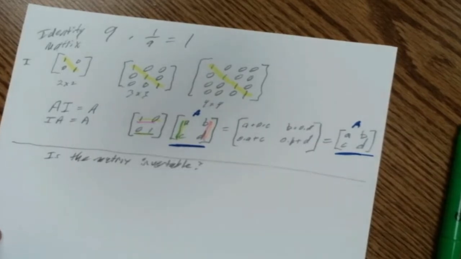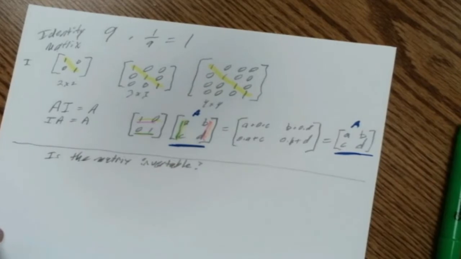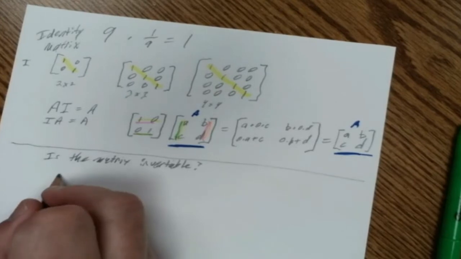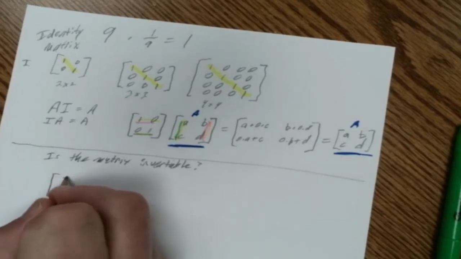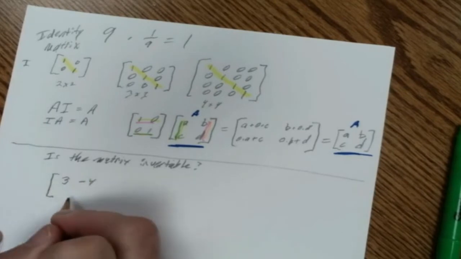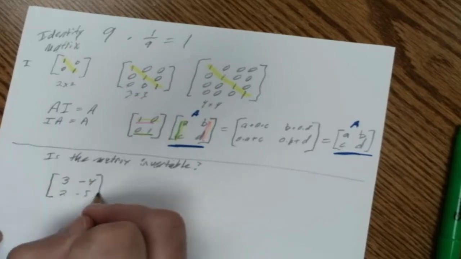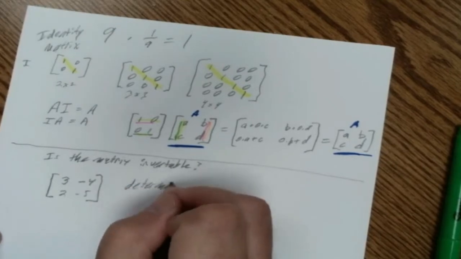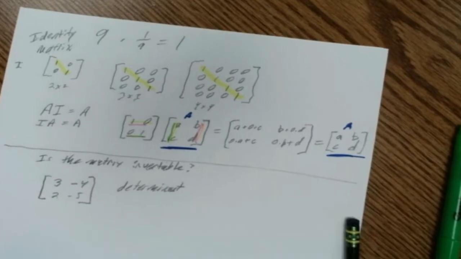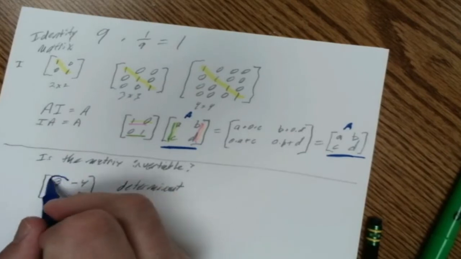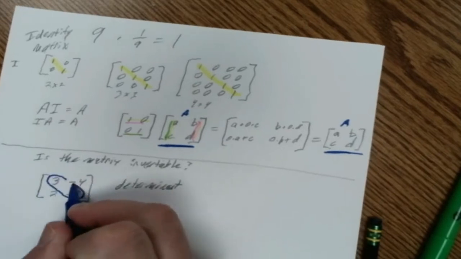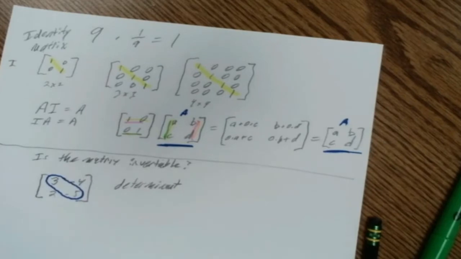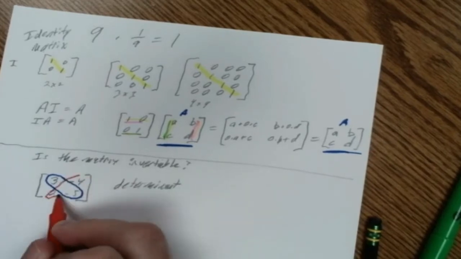Okay. To know that, we have to check the determinant. So what is the determinant? Let me just put a matrix out here: 3, -4, 2, -5. To find the determinant, you take these two numbers and you multiply them and subtract what these two are when they're multiplied together.